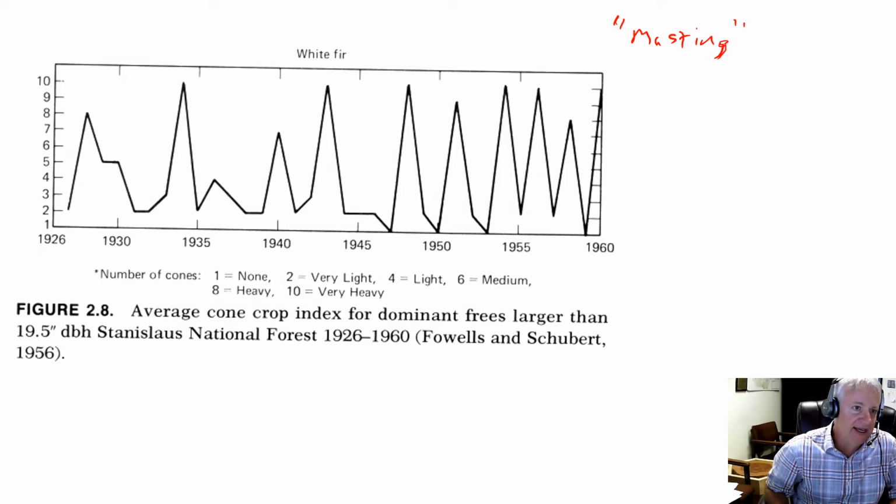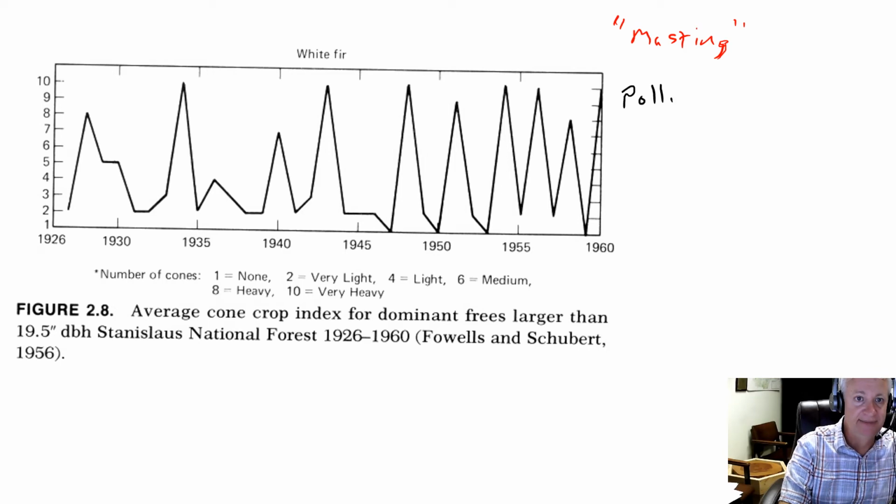There also are species which are biennial bearers. So some species take 2 years to complete the reproductive cycle. So that sort of builds in variation in seed production. So at any rate, lots of variation in seed production in forest trees. And there can be lots of reasons for that. And those can include variations in pollination.